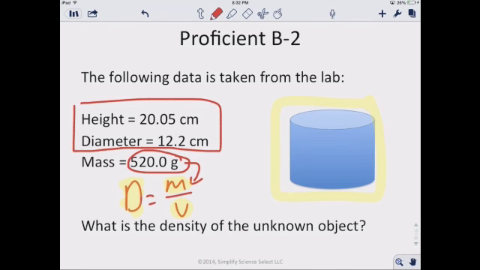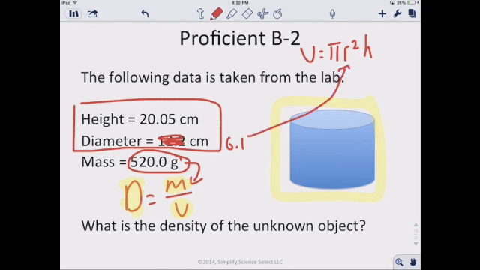So our equation for the volume of a cylinder is going to be V equals pi r squared times our height. And that's the equation for the volume of a cylinder. Now, r is obviously radius, and so we have a diameter, so we're just going to divide that by 2. And what we'll get is 6.1, and that's going to be our radius. We plug this into our equation here.